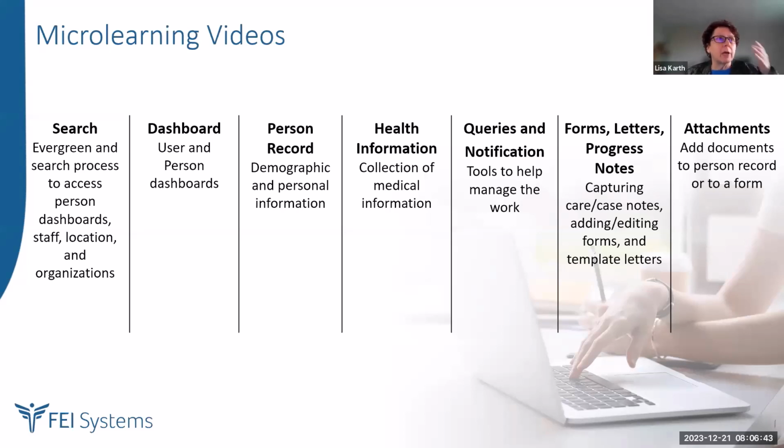The person record is where your demographic and personal information on the person is stored. And so as information is collected, it's added to the person record. And as we go through the day, you're going to see how information feeds from that into various forms. There is a health information microlearning because you're going to collect health information on the person. And when you input it, you're going to input it once into the health information section of the system.